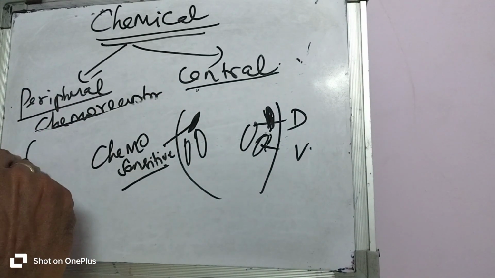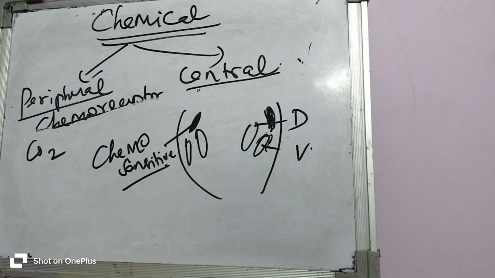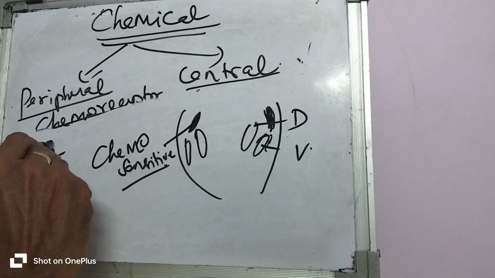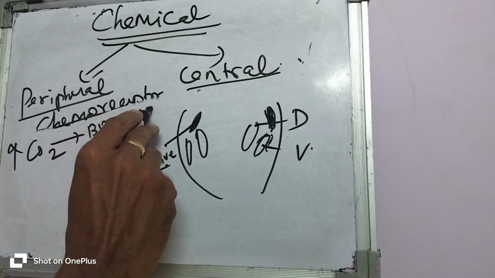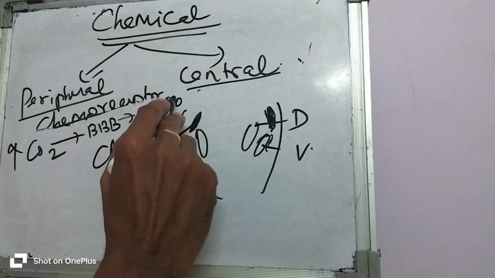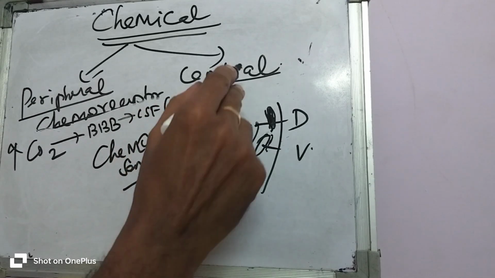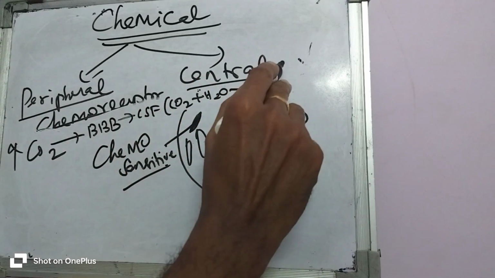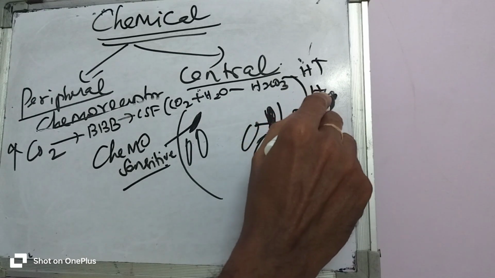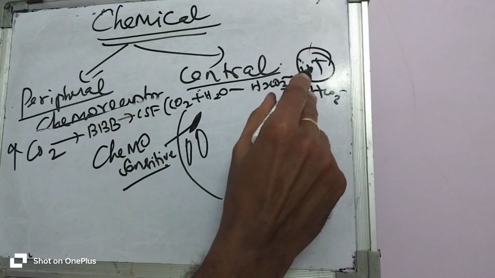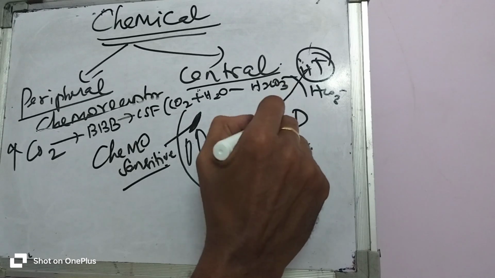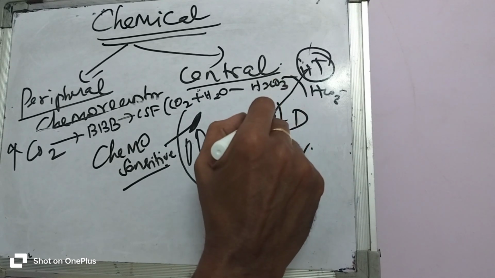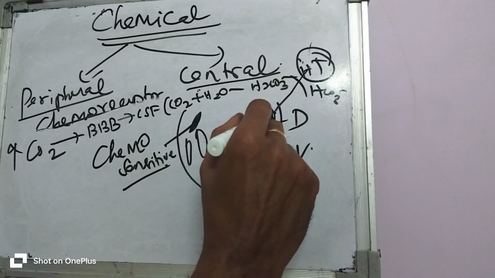When the carbon dioxide level is increased in the blood, this carbon dioxide crosses the blood-brain barrier, and once it enters the CSF, the carbon dioxide combines with water and forms carbonic acid, which dissociates into H plus and bicarbonate. Now this H plus ion is a direct stimulus. It activates the central chemoreceptors, and the central chemoreceptors will activate the DRG.